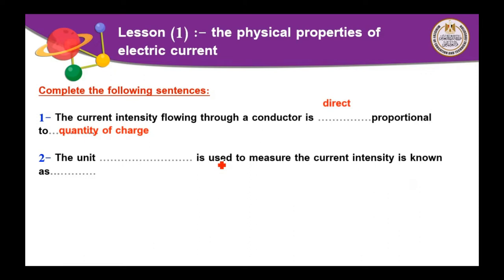Second question. The unit space is used to measure current intensity, is known as. I ask you in this part about the unit which is used to measure current intensity. Yes, coulomb per second. The coulomb per second is known as ampere. So the unit coulomb per second is used to measure the current intensity, which is known as ampere.